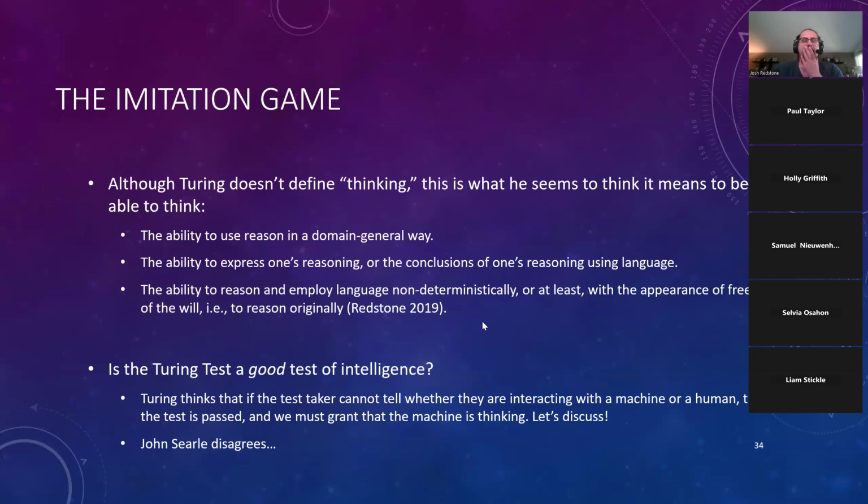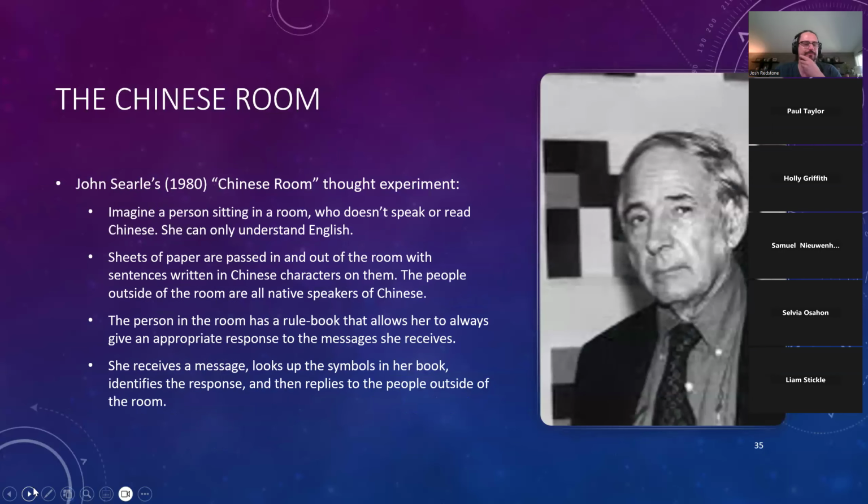Yep. John Searle also does not think the Turing test is a good test of intelligence. He shows this with his Chinese room thought experiment. So imagine you're sitting in a room. Now, you don't read any Chinese. You don't speak Chinese. You don't understand any Chinese at all. Only English. You can understand orally. You can speak.